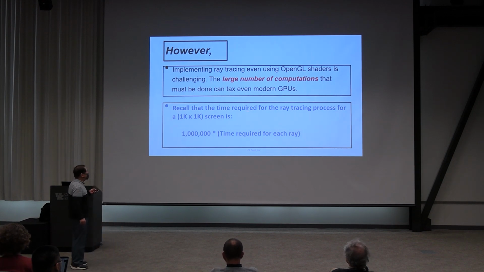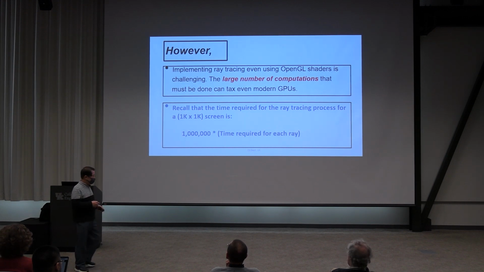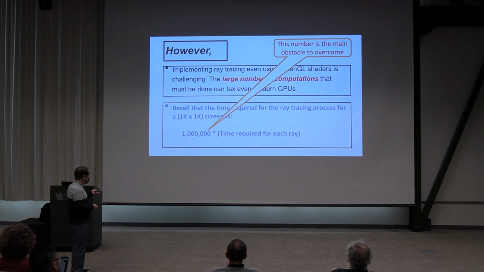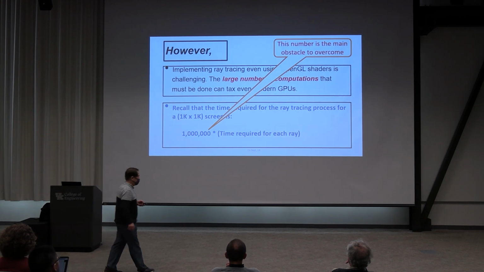Recall that the time required for the ray tracing process for a 1K by 1K screen is what? We need to do ray tracing for each pixel. And the number of pixels of your screen is what, 1 million. So the total time required is the time required for each ray times 1 million. So no matter how small you make this part, still you have to face this big constant. Right? And this is the main obstacle to overcome.